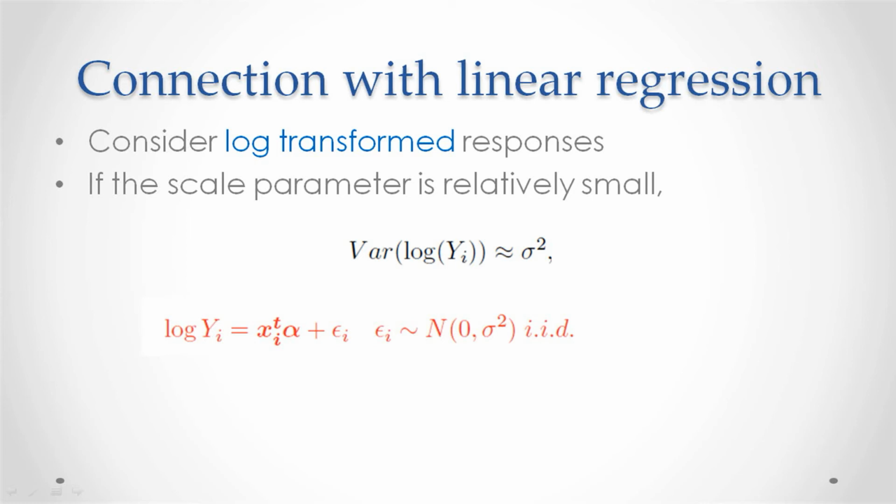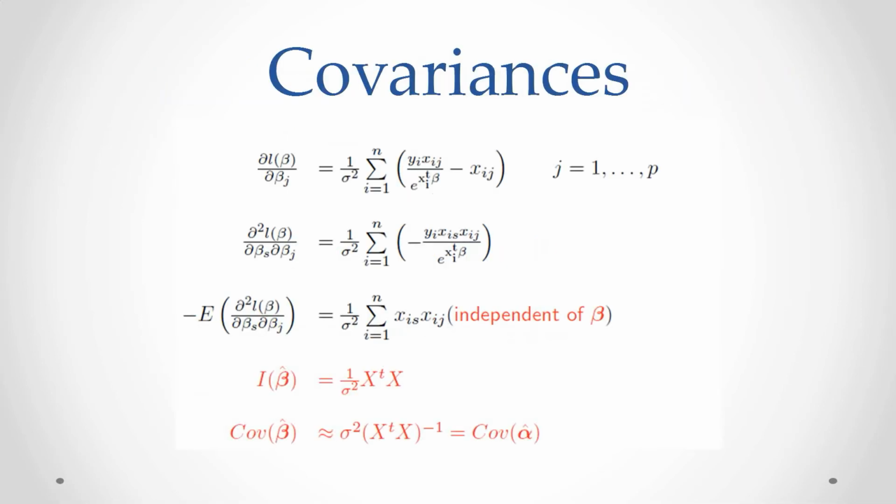So, this is the linear model on the log scale, and as you know, covariance of alpha hat is given by sigma square x prime x whole inverse. For gamma regression, with yi following gamma, mu i and 1 over sigma square, with mu i equal to exponential xi prime beta, we have beta hat follows normal with mean beta and variance I inverse beta hat, where I of beta hat is the Fisher information matrix.